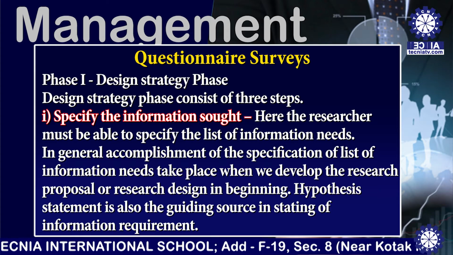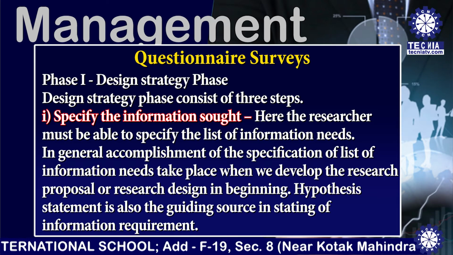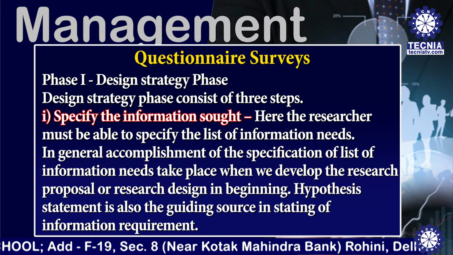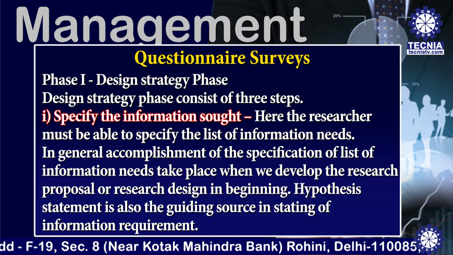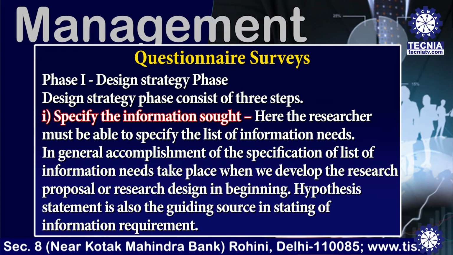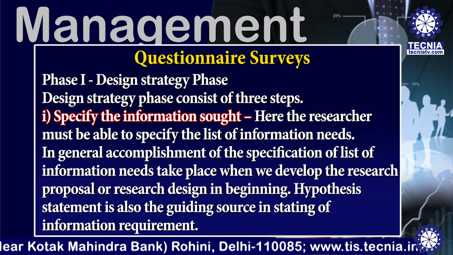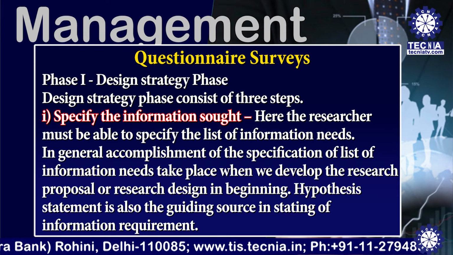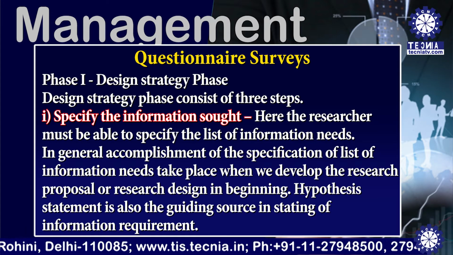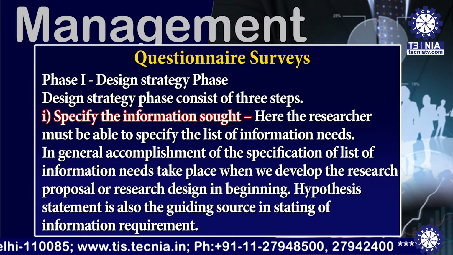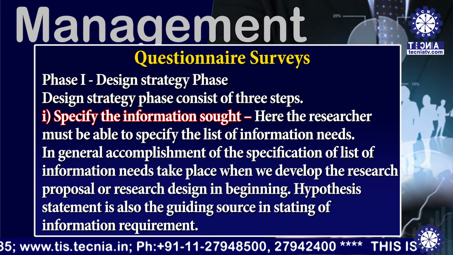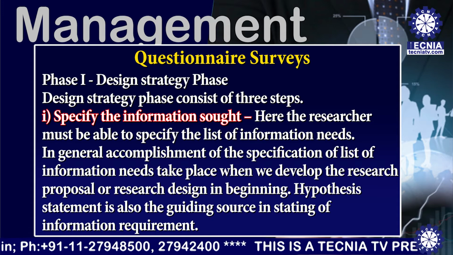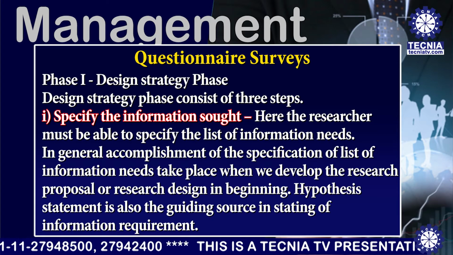First one, specify the information sought. Here the researcher must be able to specify the list of information needs. In general, the specification of the list of information needs takes place when we develop the research proposal or research design in the beginning. The hypothesis statement is also the guiding source in stating the information requirement.